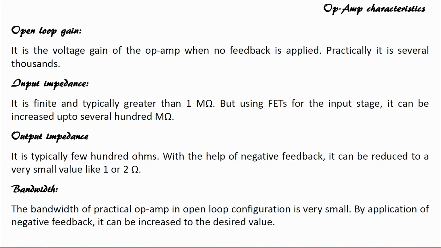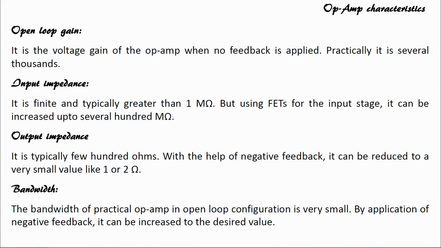Then these are very important parameters or characteristics of the operational amplifier, starting with open loop gain, right. What is open loop gain? It is the voltage gain of the operational amplifier when no feedback is applied. So, practically it is several thousands. Second is input impedance. It is finite and typically greater than 1 mega ohm, but for FETs in the input stage it can be increased to several 100 mega ohms. Output impedance is around 1 to 2 ohm.